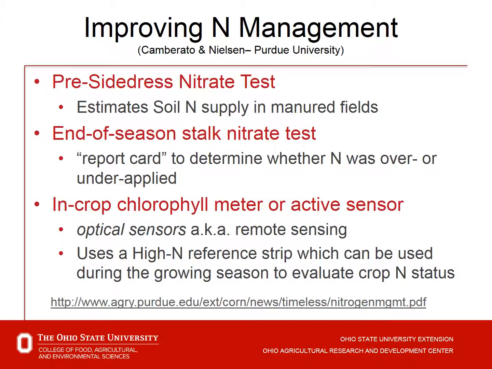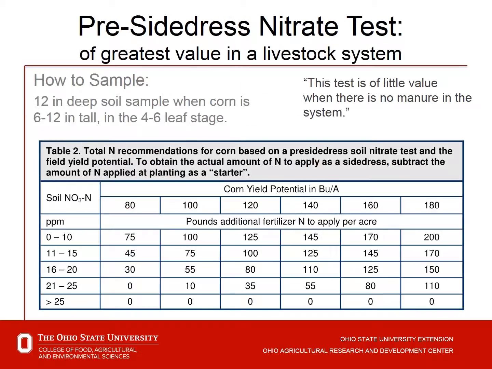There are also in-crop sensors, and I'll talk a little bit more about that. Some work's been done here in Ohio as well. This would be the use of optical sensors to make some comparisons between a high nitrogen reference strip and areas of the field that have not yet had nitrogen applied, and be able to use that information to develop a recommendation.